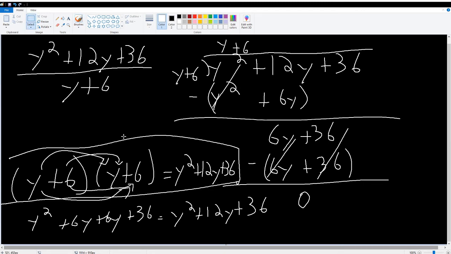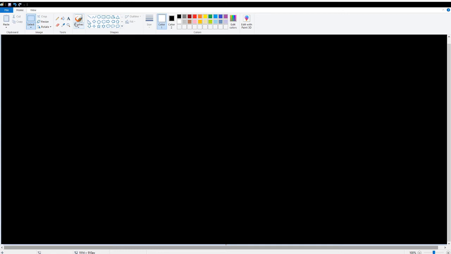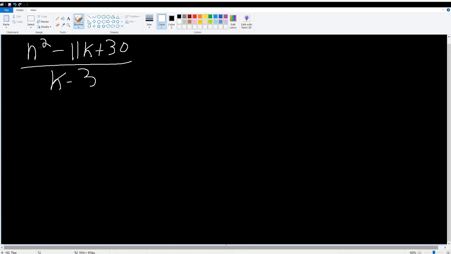All right, let's do a few more just to really get the gist of these questions. The next one we're going to do is k squared minus 11k plus 30. This is all being divided by k minus 3. Oh sorry, that's a k squared, by the way, not h squared.